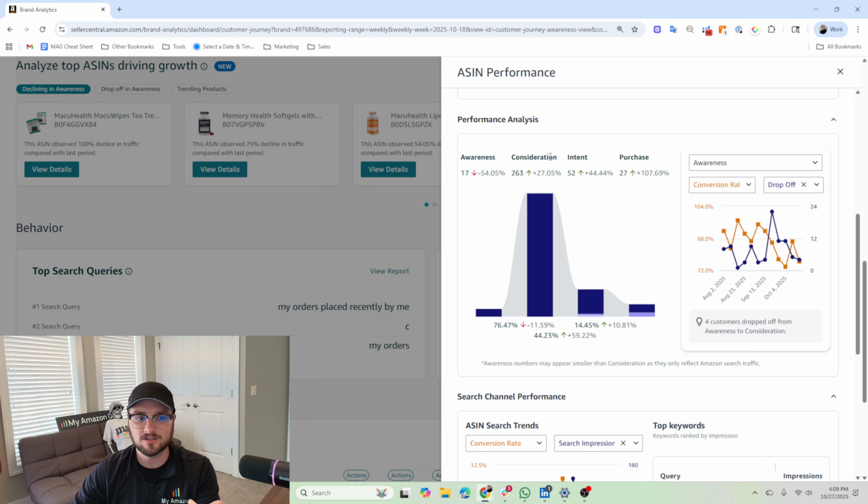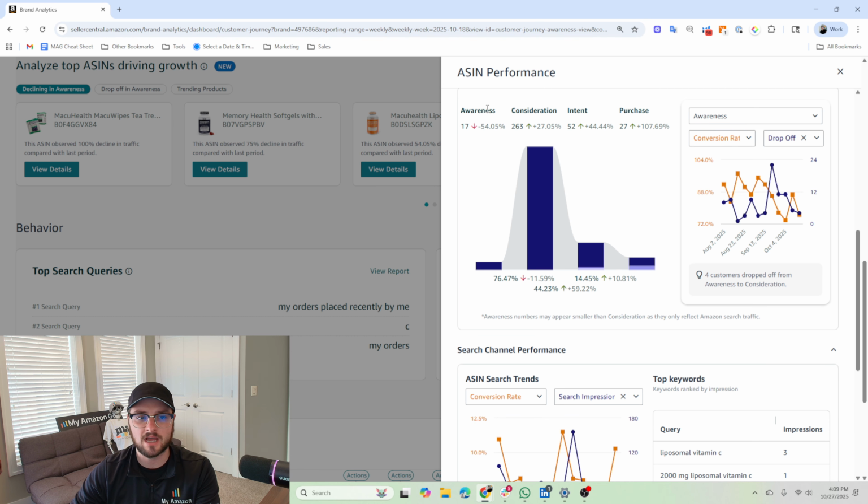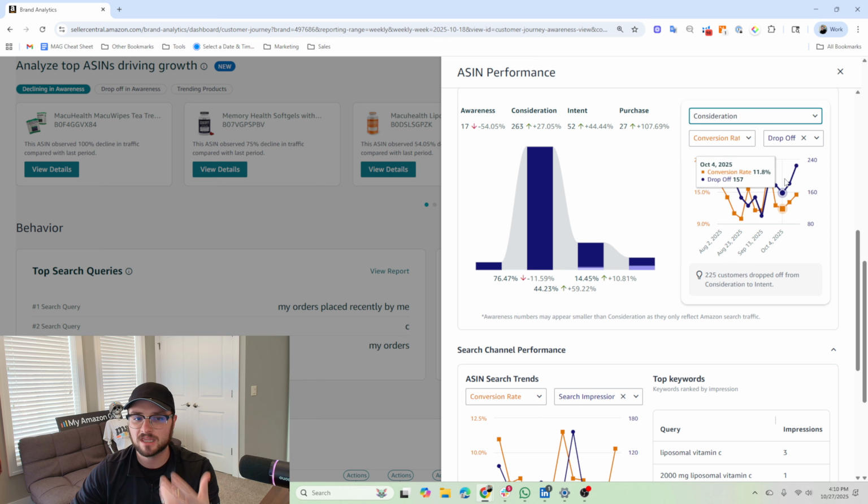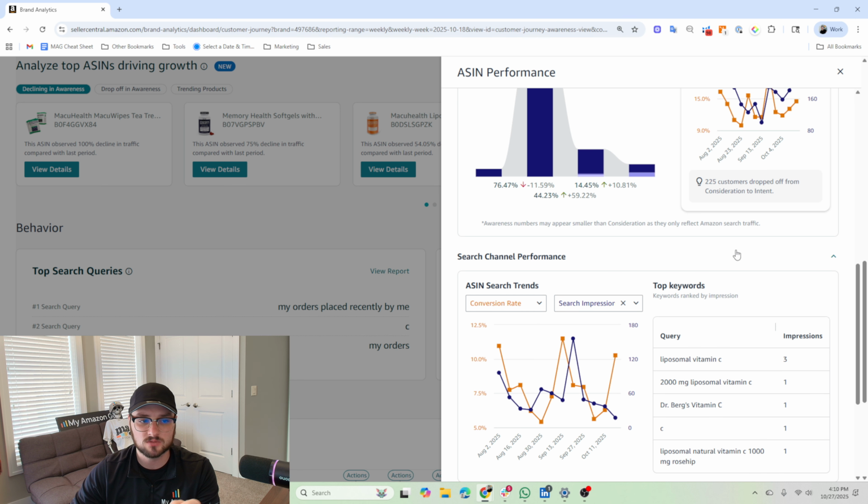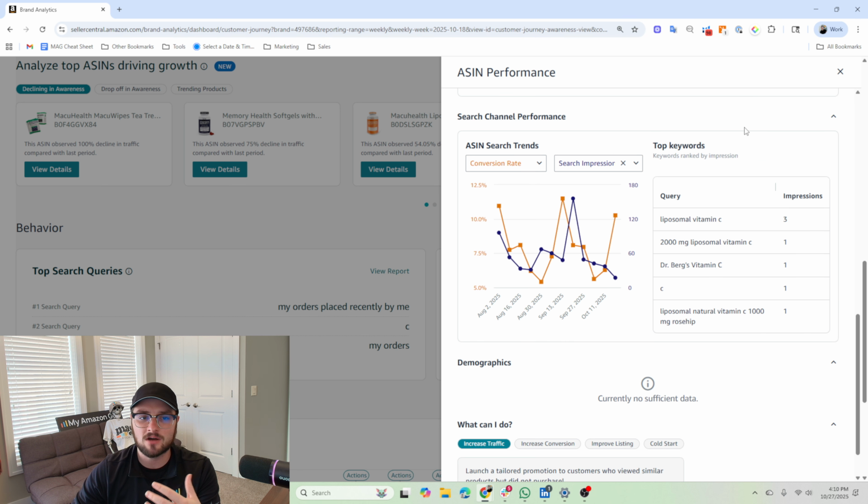Now, a secondary area that we can see here is how customers are interacting, so our specific ASIN performance for awareness. We can also look at the consideration chart, where any drop-offs might happen, and where we should typically be seeing our conversion rates. This is one of those really interesting parts, where understanding exactly how customers are searching for and finding your product is going to be super important in the future for every single brand.